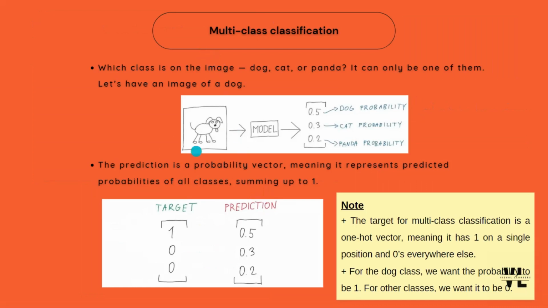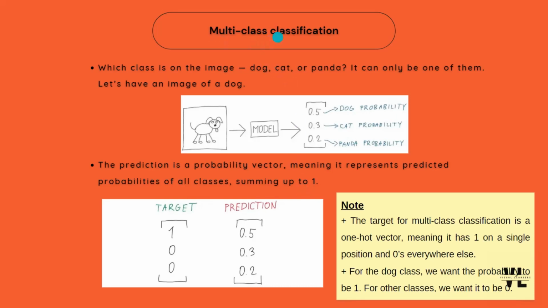Now let's see a particular use case for the multi-class classification problem. So let's say we have a dog on an image and we want to predict which class is on the image, whether it's a dog, a cat, or a panda. It can only be one of them. And after passing it in our model, we get a probability for each of the classes. So the first one is a dog probability, the second one for a cat, and the third one for a panda. The prediction is a probability vector, meaning it represents predicted probabilities of all classes summing up to one.